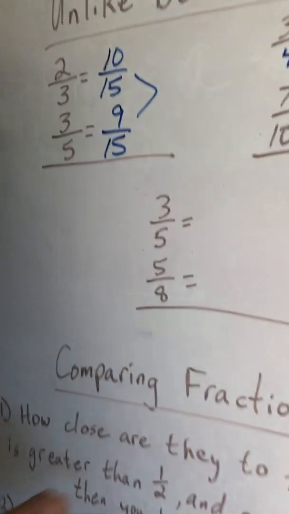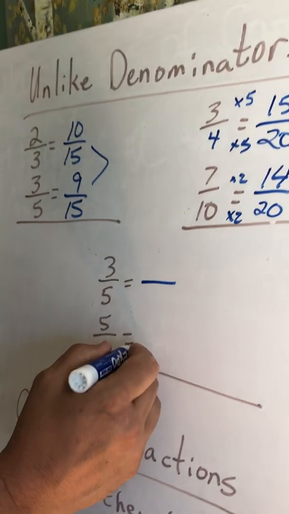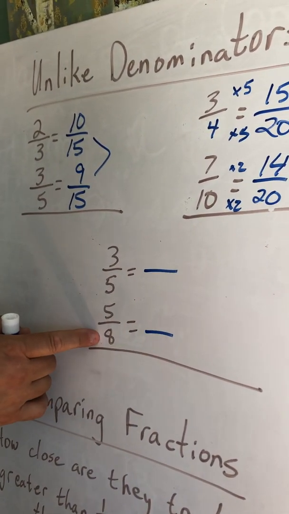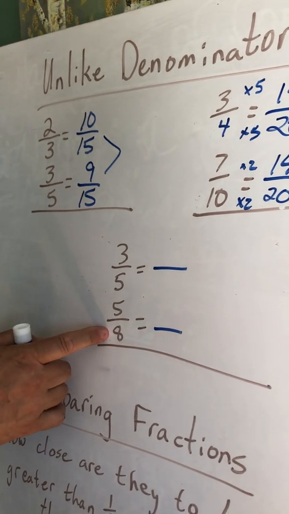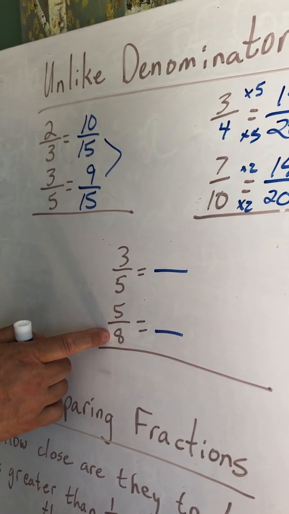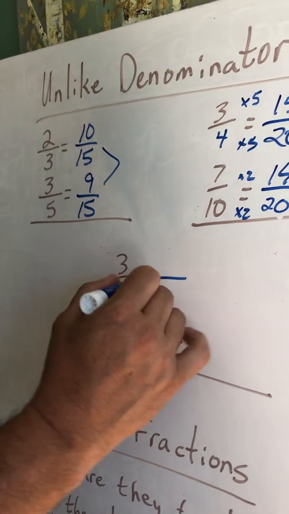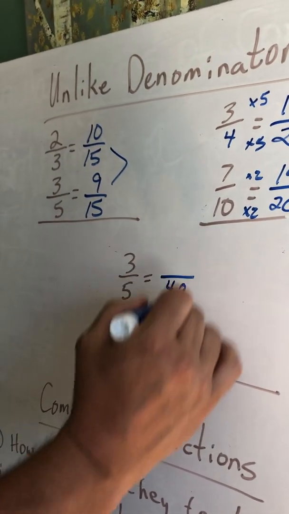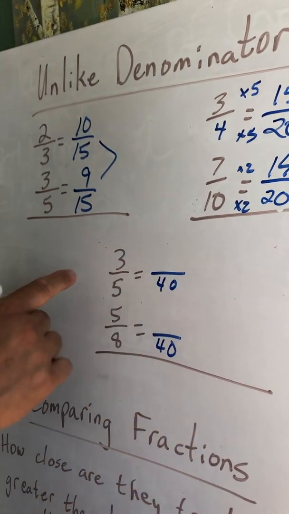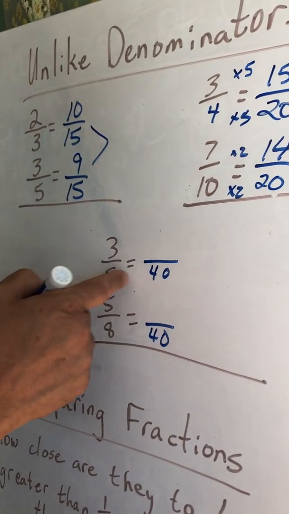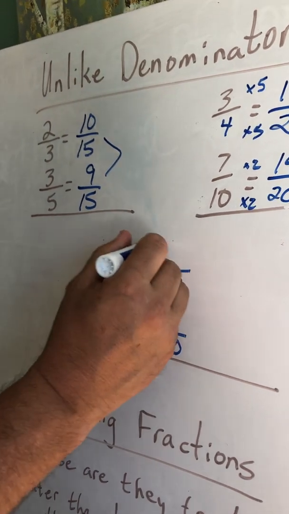Now this one down here happens to work out where 5 won't go into 8. And if we do multiples of 8, we can do 16, no. Okay, 24, no. 32, 5 won't go into 32. But both of them will go into 40. So that ended up working out. 5 times 8 is 40. 3 times 8 is 24.